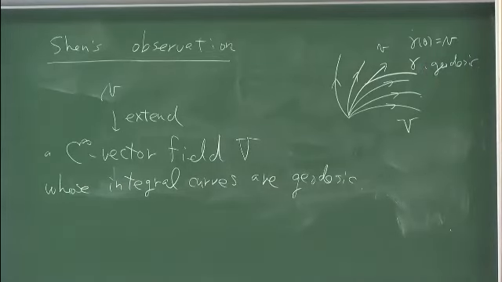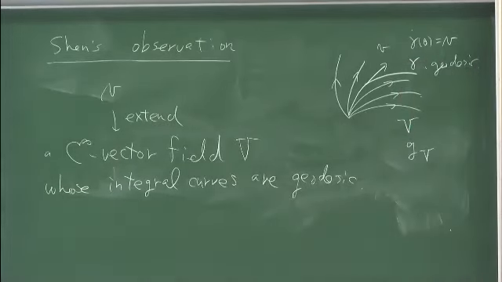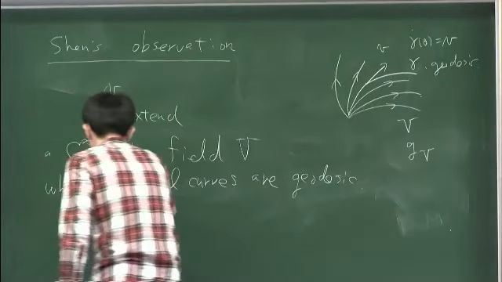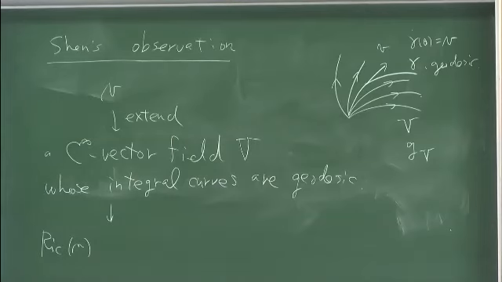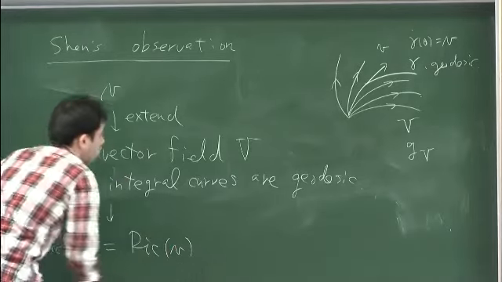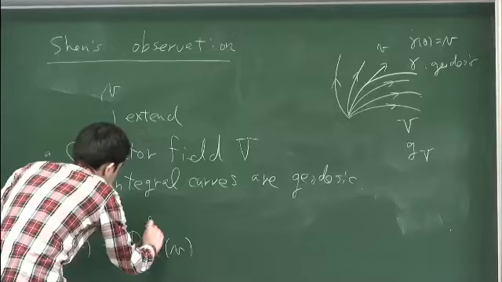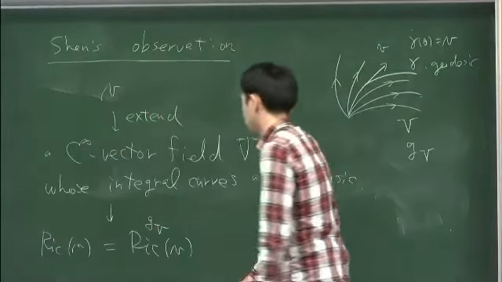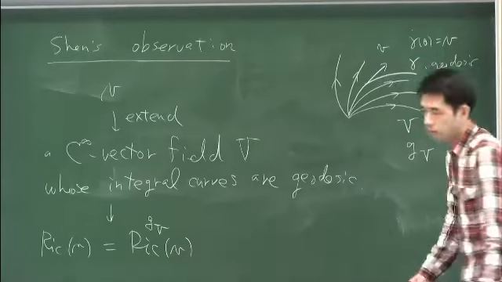And then this vector field V satisfies this condition. By this vector field, in this way, we can consider a Riemannian structure G_V. And then Shin observes that the Ricci curvature of V in the Finsler setting is just the Ricci curvature of V with this Riemannian structure G_V. So yes, this is a very useful interpretation.